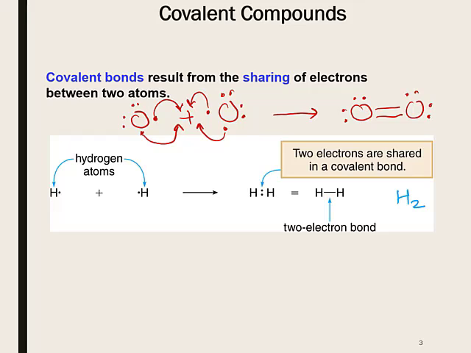Depending on how many valence electrons we have around our atom nuclei, it is possible to form a single bond or a double bond or a triple bond. So this is an example of double bond formation.